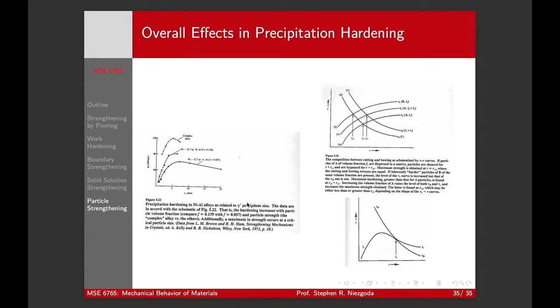Right? So these are the things we have to think about, right? You want your particles to be ideally at the right size so that cutting and bowing are equal, and you want to have the right volume fraction of particles so that your effective separation is good. Right? And that wraps it up, and we'll do some exercises and stuff in class.